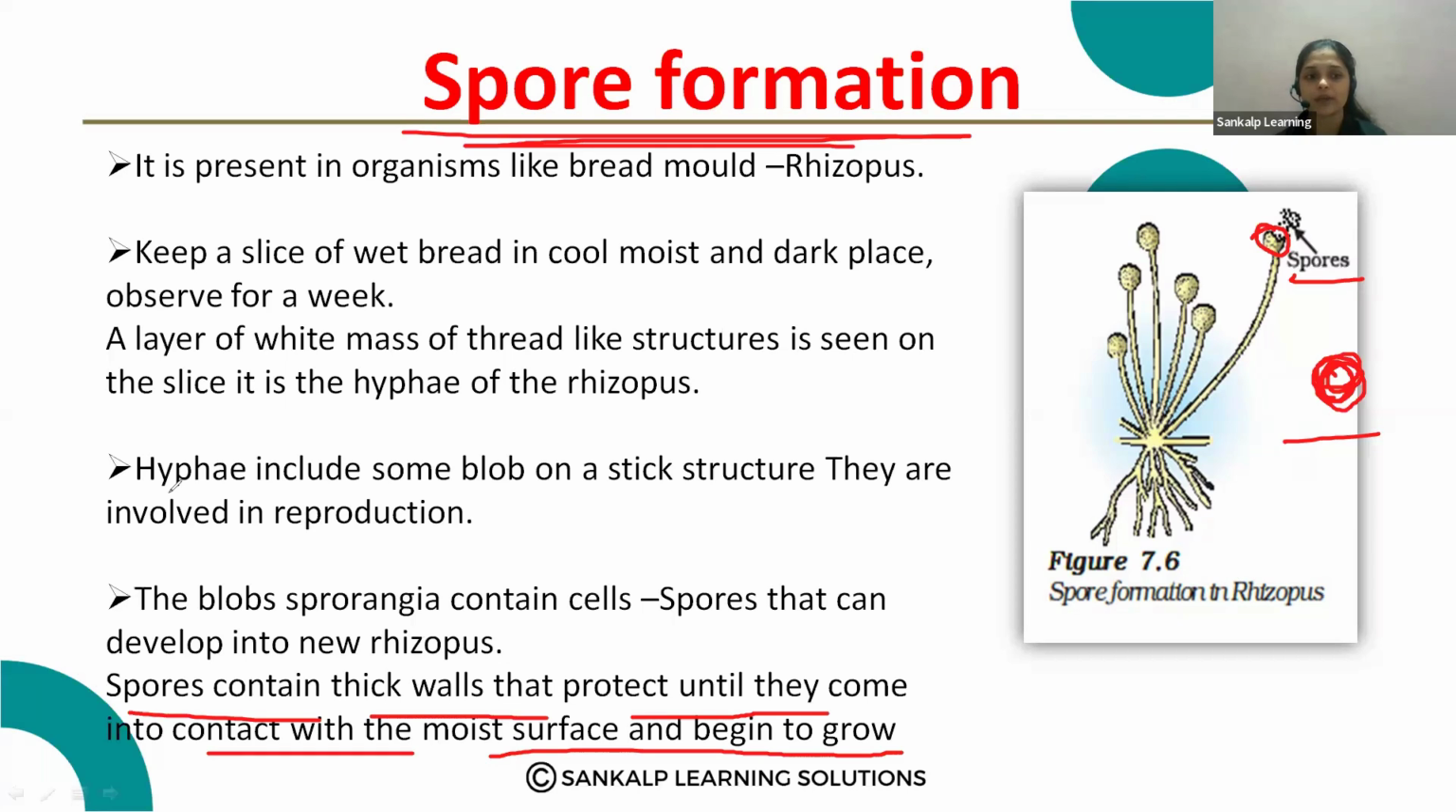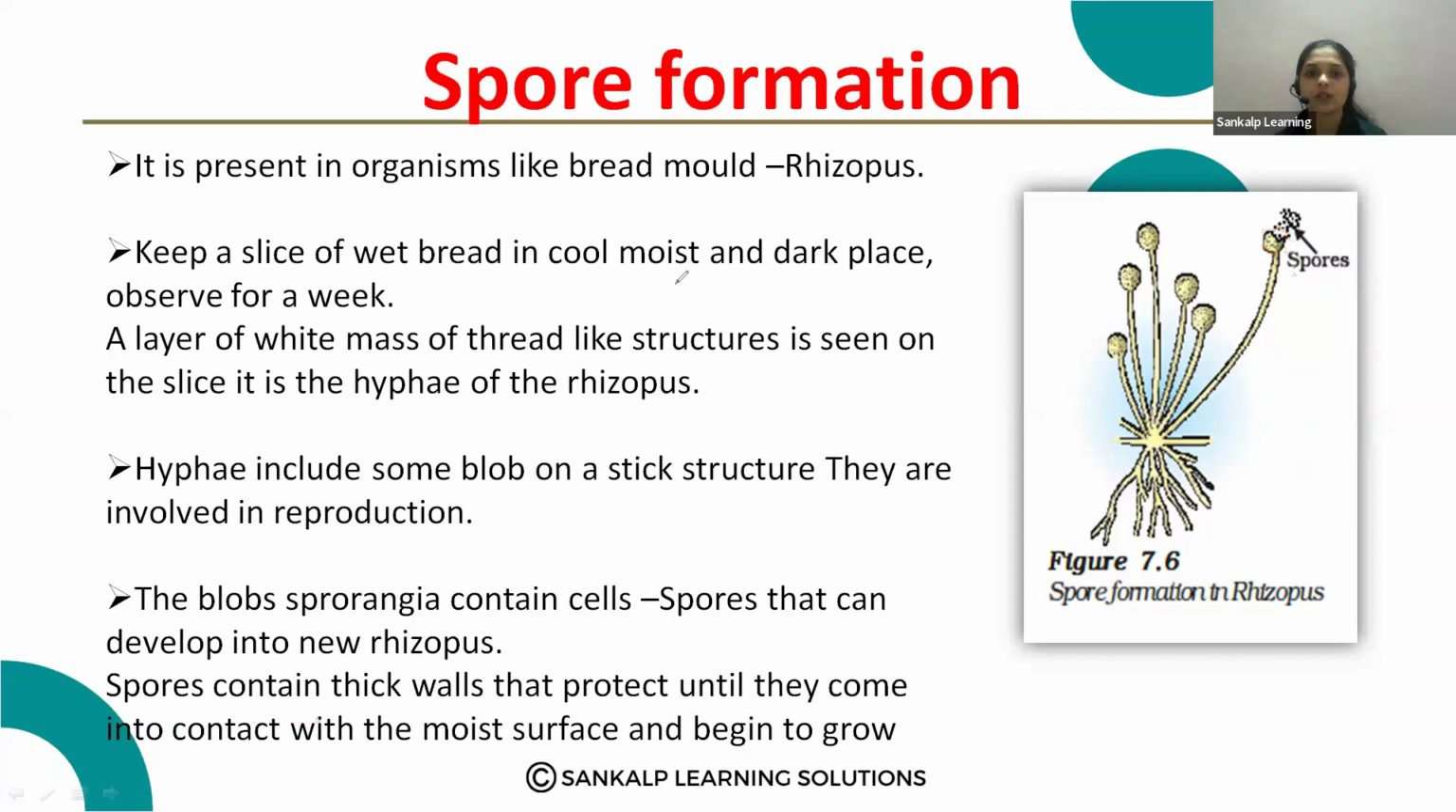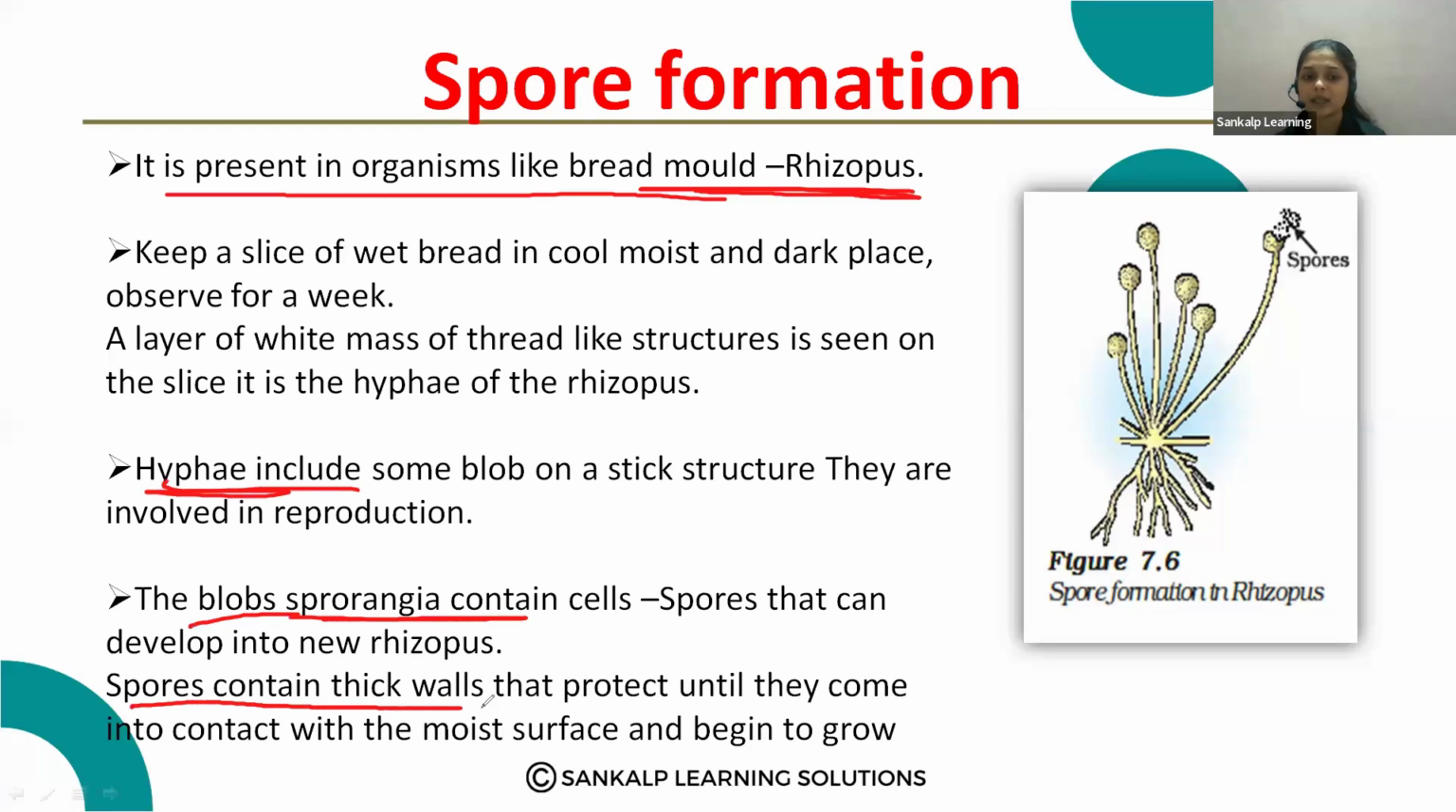That wall is protecting the spores. Okay, that is about spore formation. So what are the important points in this topic? Spore formation, what it is and where you can observe it, and the structure, what is sporangia and what is hyphae. Okay, and spores contain thick walls. What is the function of the thick walls which are present in the spores? These are all the important things you have to concentrate on. Okay, I hope this topic is clear.